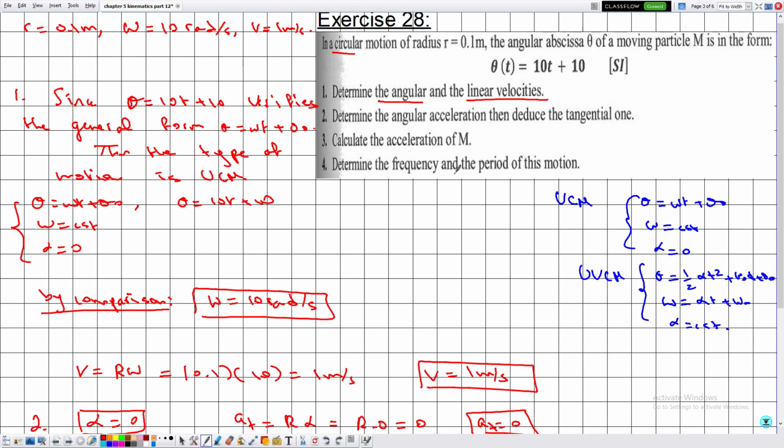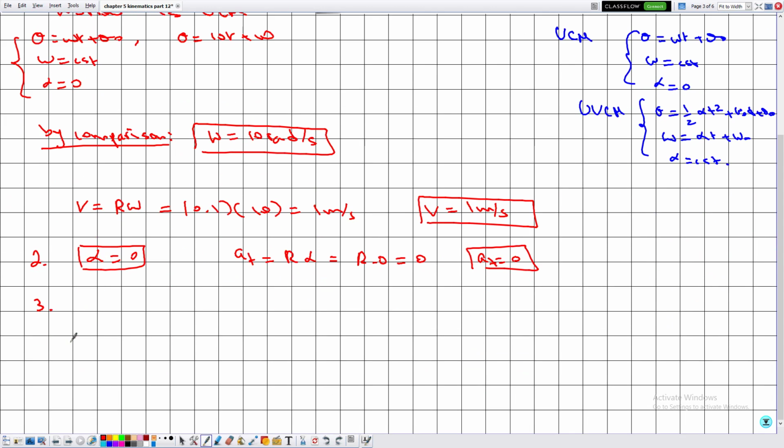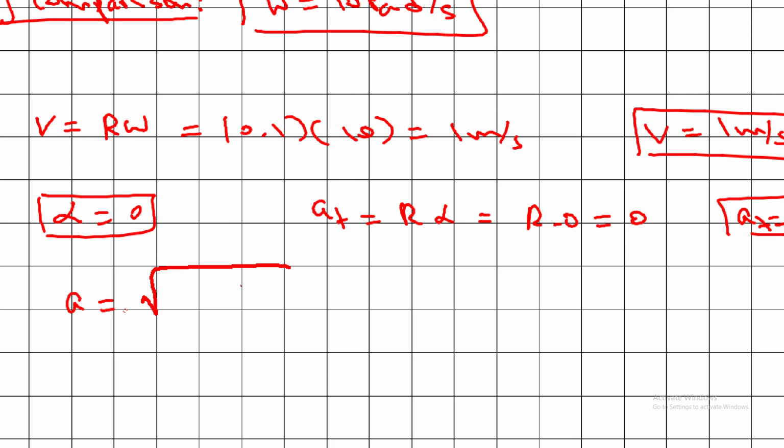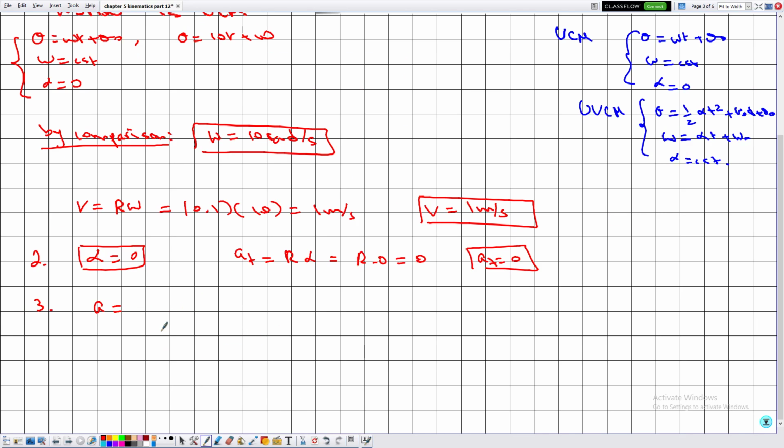Now in number 3, calculate the acceleration of m. So I repeat here, we are only interested in the magnitude. We know that the acceleration is either given by square root of ax square plus ay square, or the square root of an square plus at square. Since we are talking about circular motion, it's more convenient to discuss Frenet basis. Then it's given by the square root of an square plus at square. So the value of at is 0.